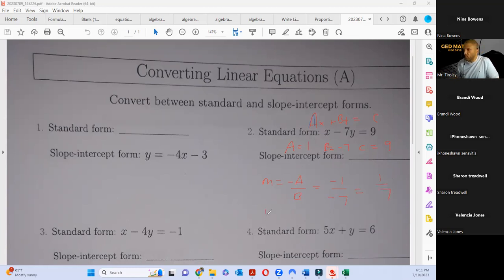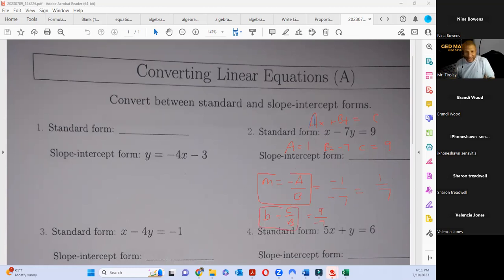Now, to find your y-intercept, again, I gave you a shortcut. There's no reason to do all this other stuff. C over B. But you already identified A, B, and C. What is C? 9. What's B? Negative 7. So my y-intercept is negative 9 over 7.